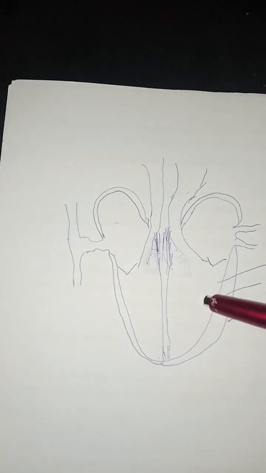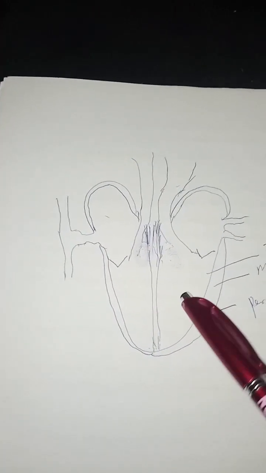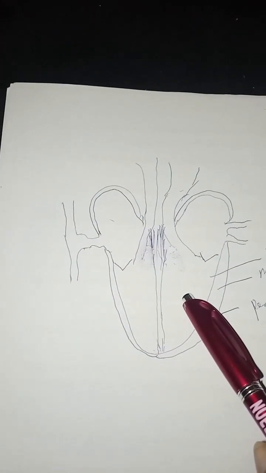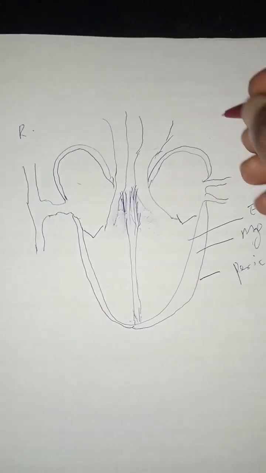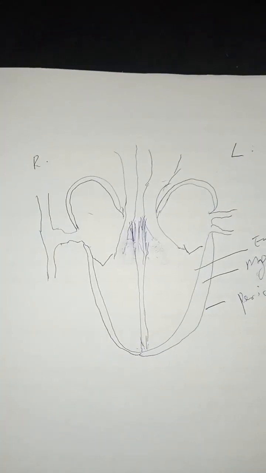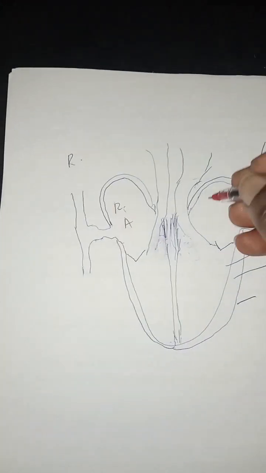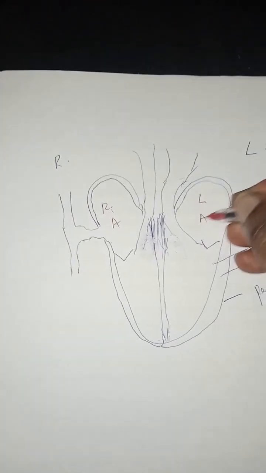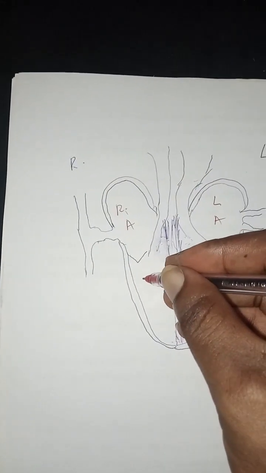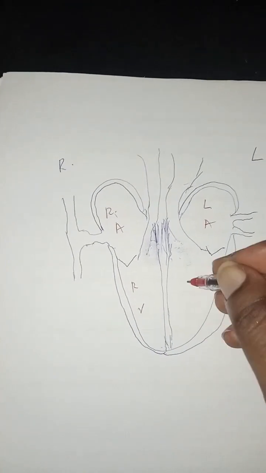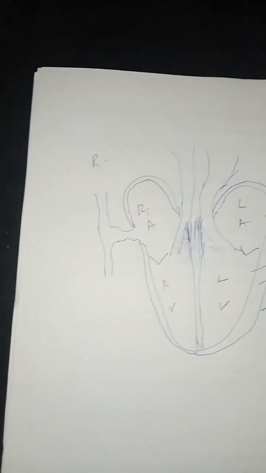And there we have the upper chambers of the heart, which is called the atrium. Then we have the lower chambers of the heart, which you are seeing here, known as the ventricle. So with this, we have the right side of the heart here. Then we have the left side of the heart here. Then here we have the right atrium. Then here we have the left atrium. Then here we have the right ventricle. Here we have the left ventricle.